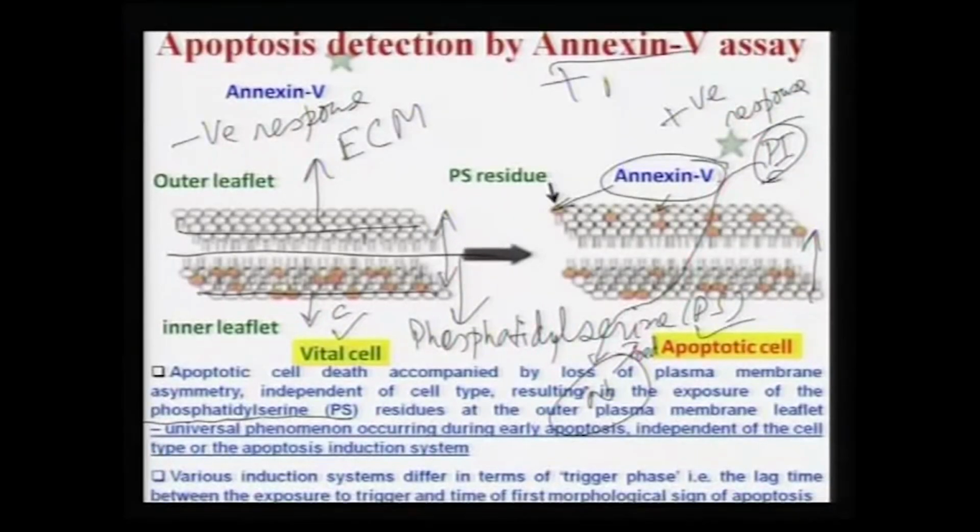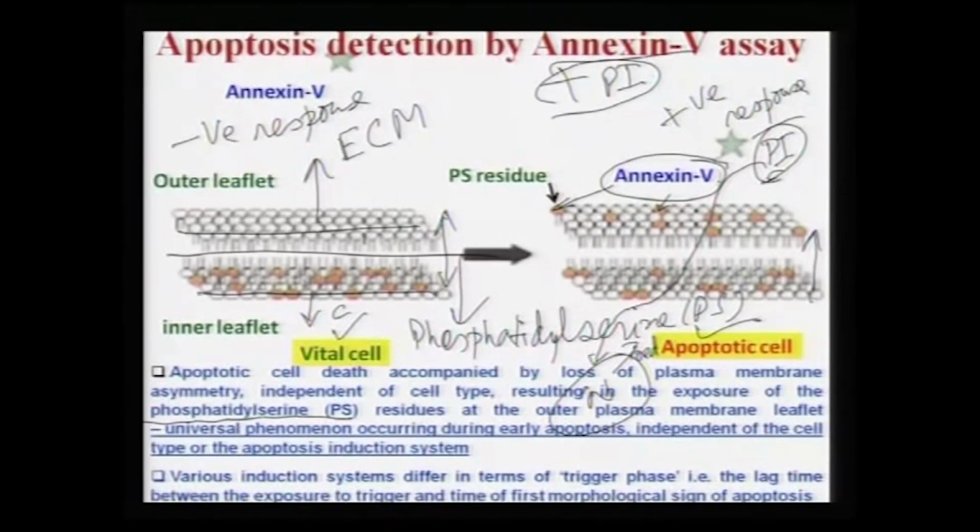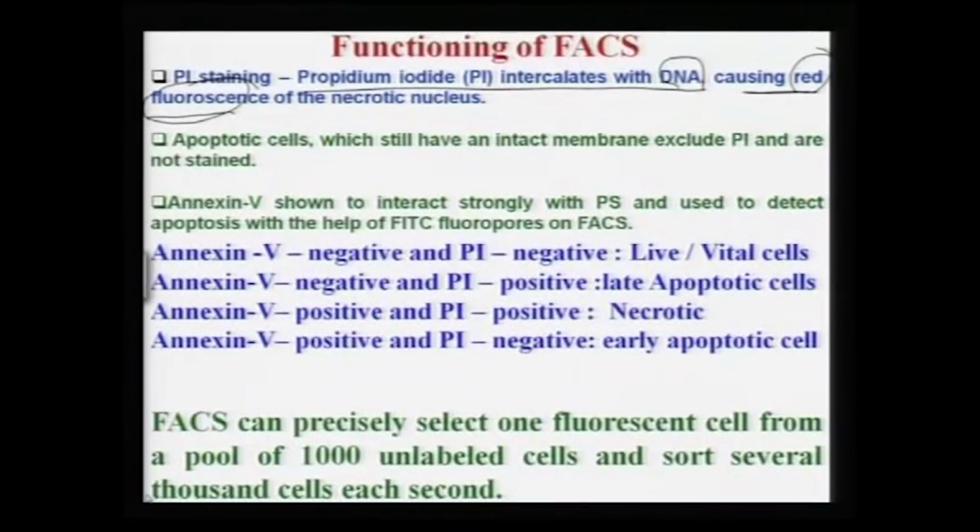So, there are two ways we are detecting, one is annexin 5 and another one is the PI. Now, if annexin 5 is positive and PI is also positive, then certainly the cells are not viable at all, cells are all dead. If the PI is negative and annexin 5 is negative, cells are live cells, they are vital cells. So, now you can follow this slide very easily.